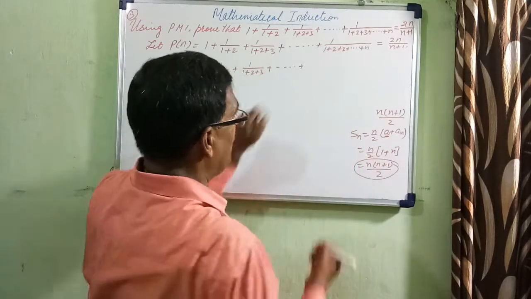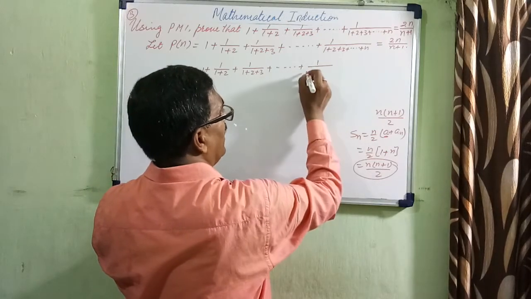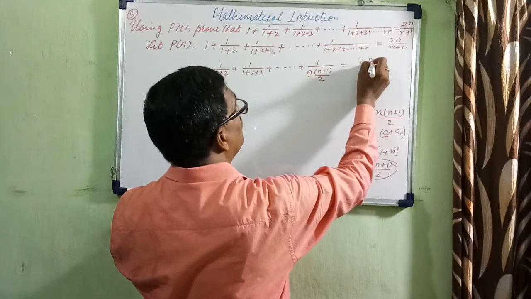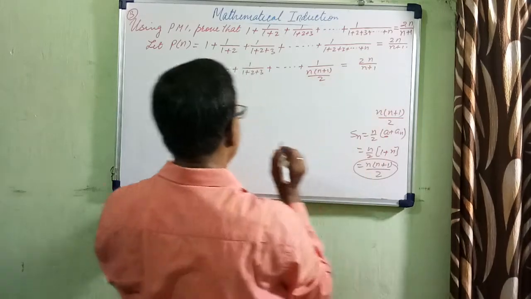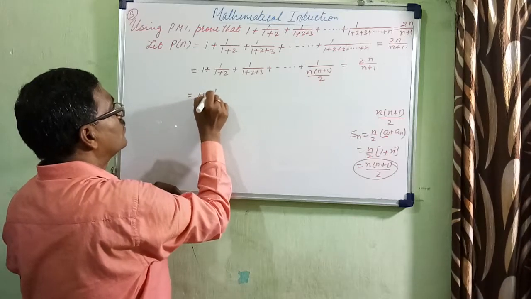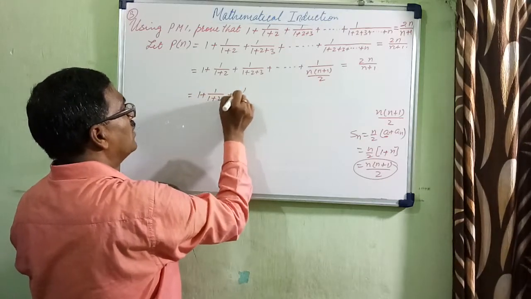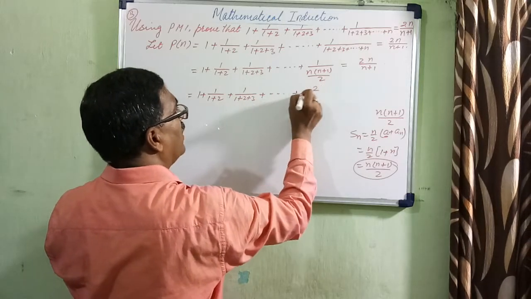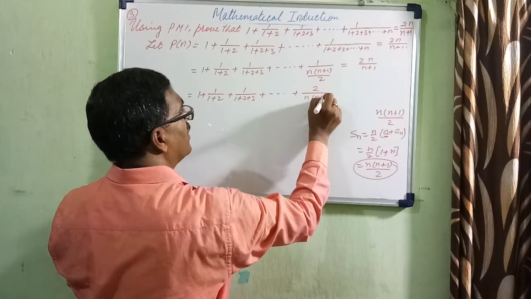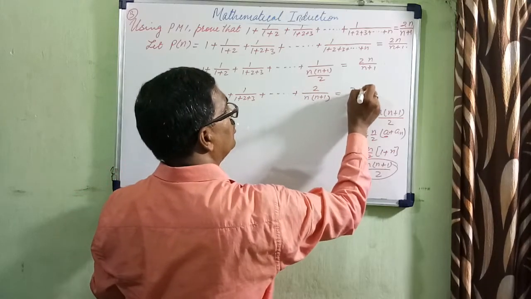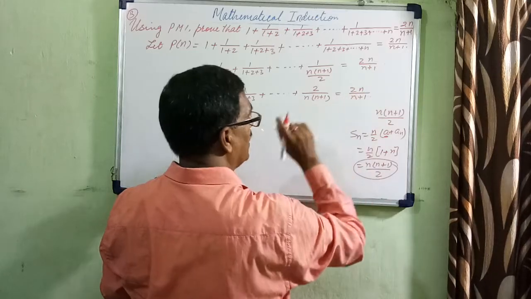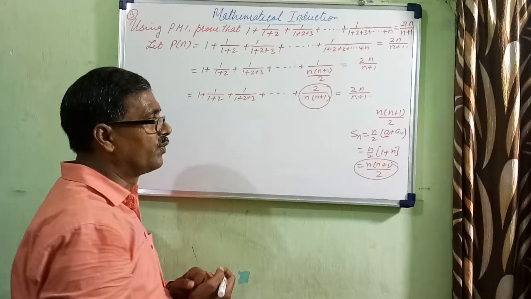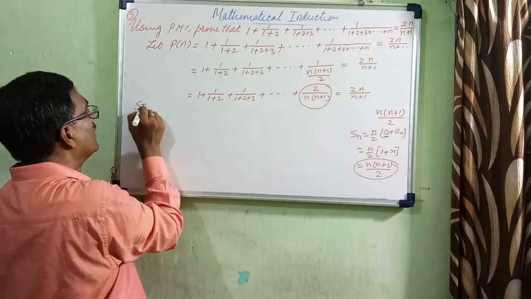So in place of this we can write 1 by n into n plus 1 divided by 2 is equal to 2n by n plus 1. One more step I will write here, that is 1 plus 1 by 1 plus 2 plus 1 by 1 plus 2 plus 3 plus dot dot dot plus 2 by n into n plus 1 is equal to 2n by n plus 1. So this is what we call the general term of that series, and therefore we will take step 1.